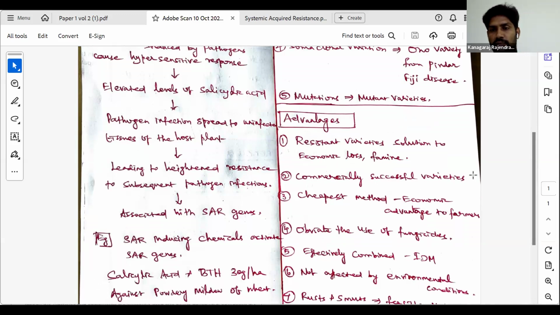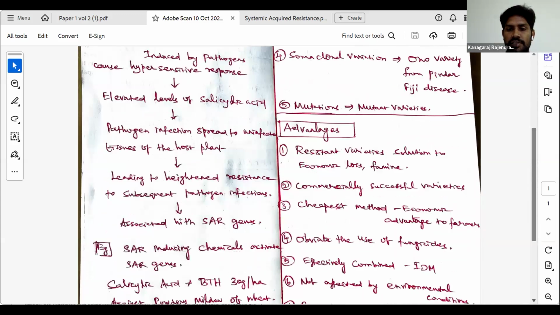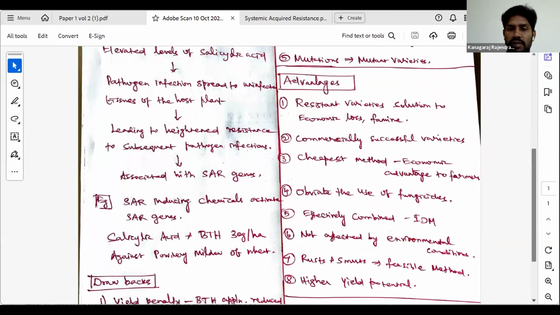Similarly, for the next topic, I divided the IFoS into 2. For the next topic, sources of resistance, I have mentioned only the important headings and the examples. And then finally, for advantages, I have mentioned only 8 points. So just the key points taken from the entire notes. This is enough. Using your own words, you can write in the exam.